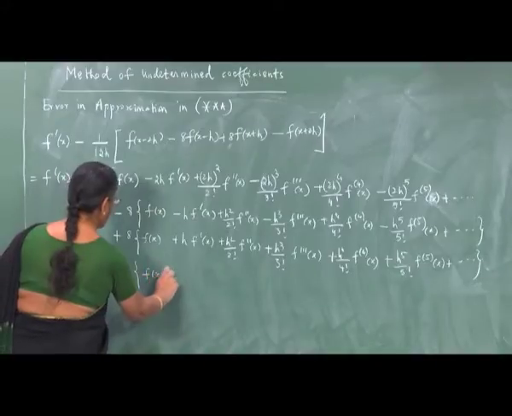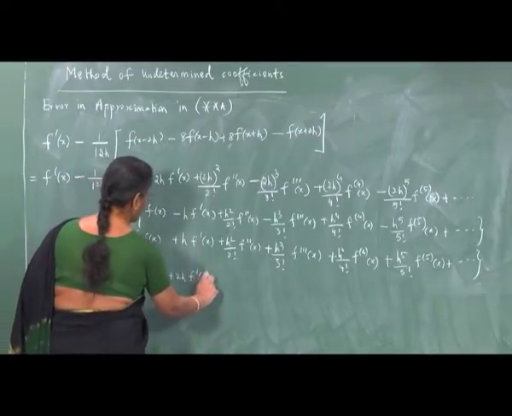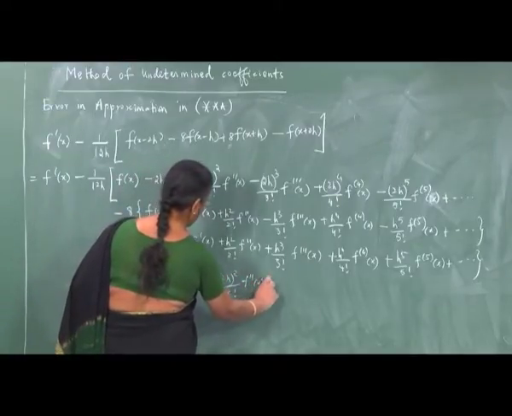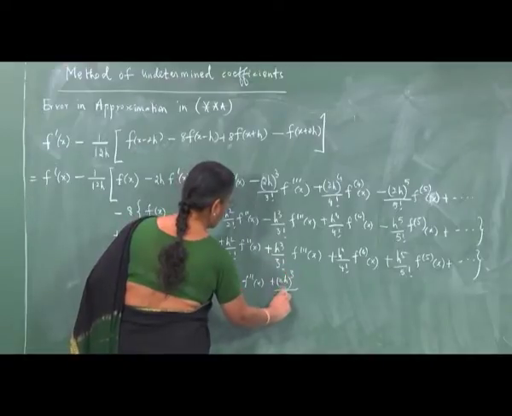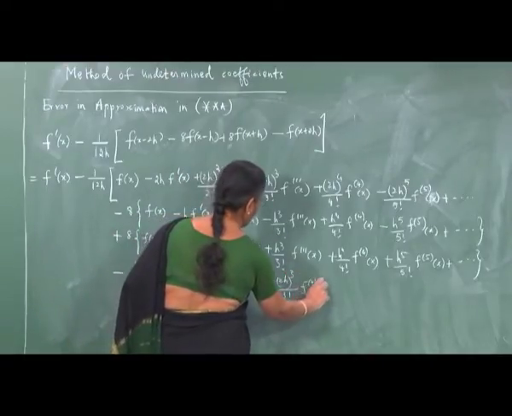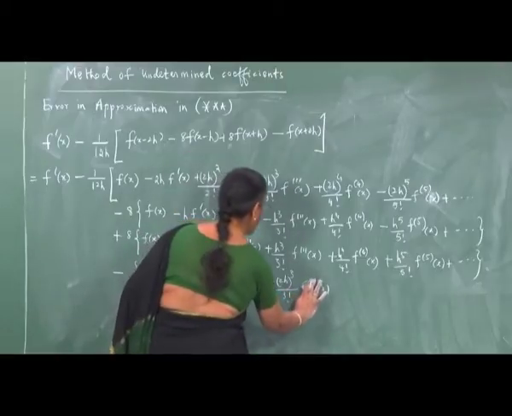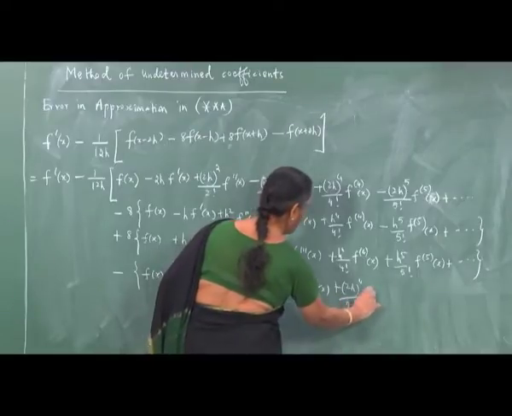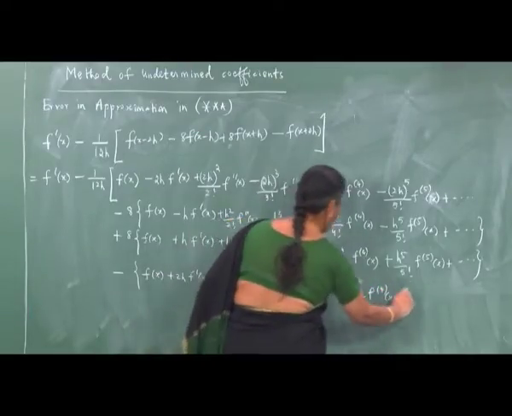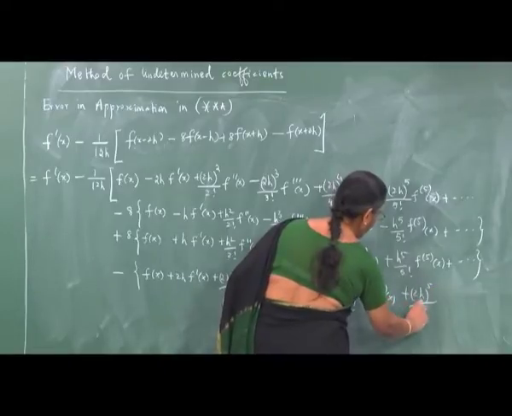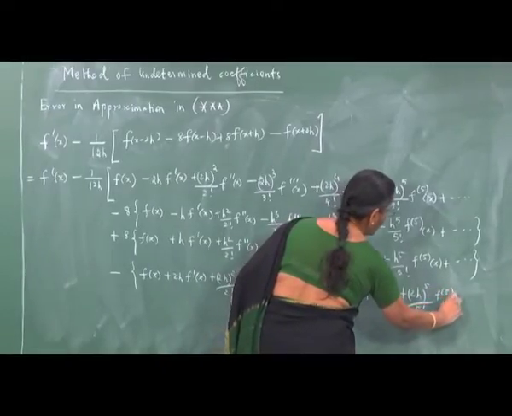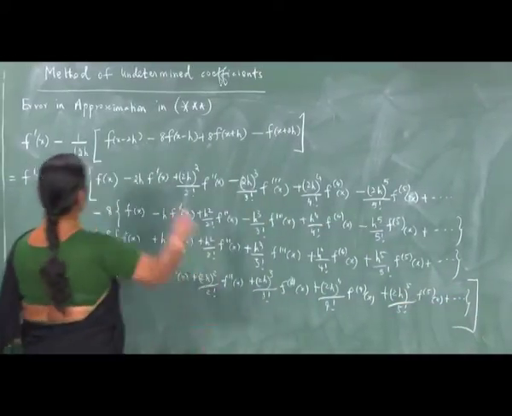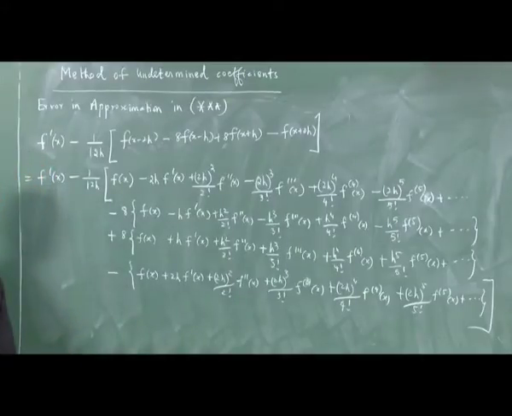So, it is f of x plus 2h f prime x plus 2h the whole square by factorial 2 f double prime x plus 2h the whole cube by factorial 3 into the third derivative at x plus 2h the whole power 4 by factorial 4 into fourth derivative plus 2h power 5 by factorial 5 into the fifth derivative at x plus etc. So, we have written down all these terms using Taylor expansion.